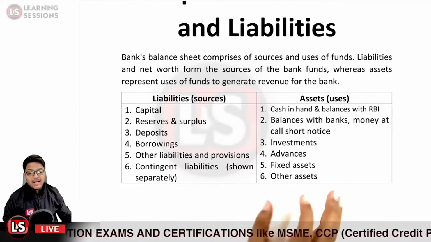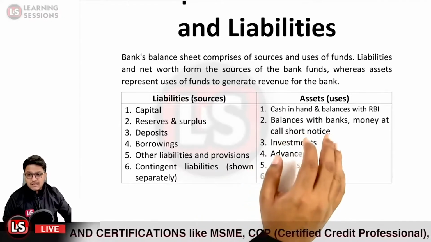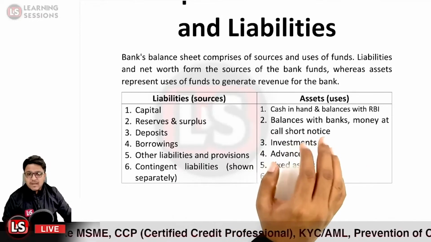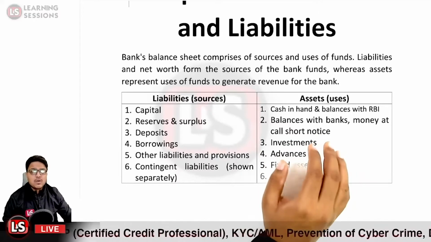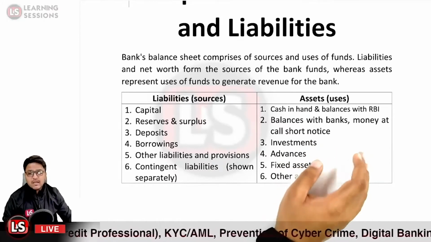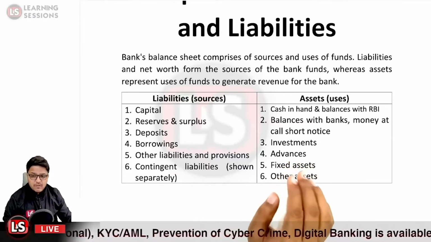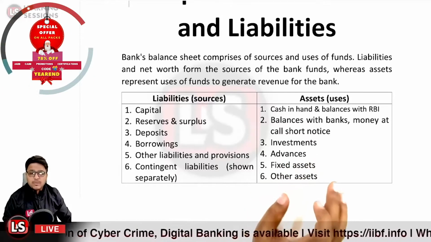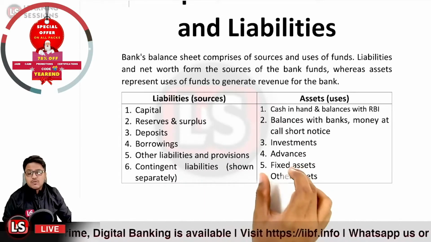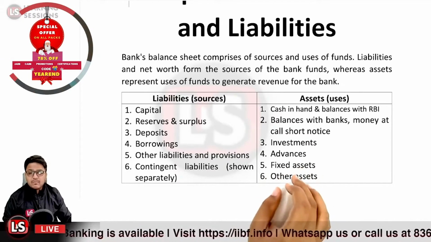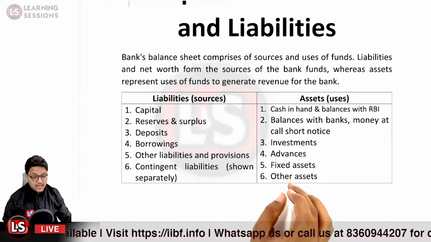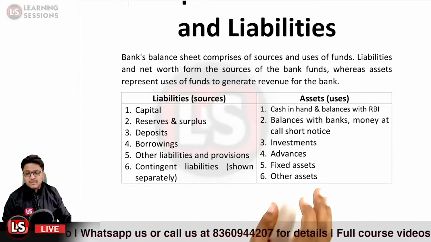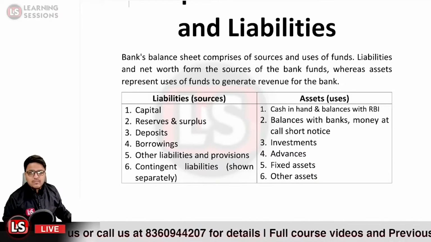Okay, and if we consider the assets, the main assets are cash in hand and balances with the Reserve Bank of India. The bank may have balances with other banks, or money at call and short notice in the money market. It may be investments made in the securities market, the capital market, or money lent to persons, which is advances. That is also your asset. Further, there can be fixed assets like land, building, furniture, fixtures, and other assets. These all form the assets of the bank.